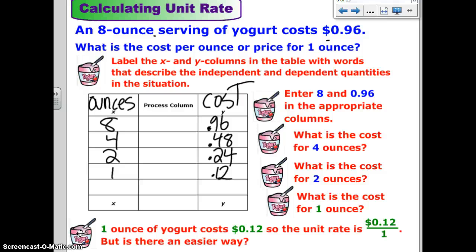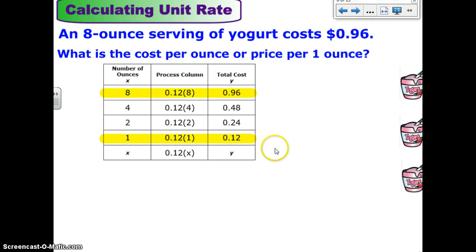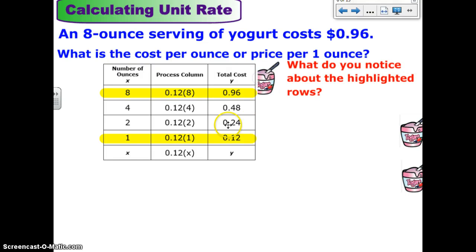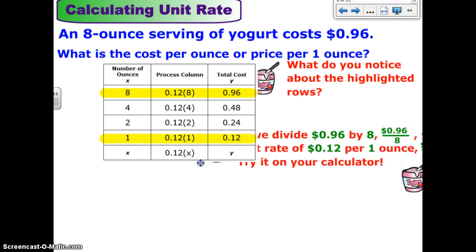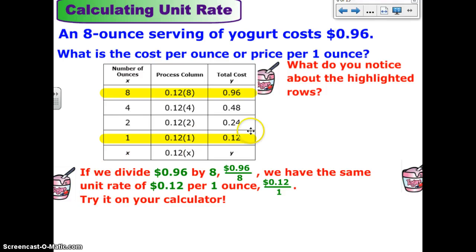There surely must be an easier way to calculate unit rate without having to extend our table. Let's see if we notice any patterns. When I look at my table from the same problem, and I look at the rows where 8 ounces and 1 ounce can be found, is there anything that we notice? Well, I notice that 96 cents divided by 8 gives me 12. And that's the same thing that happens when I take 12 cents divided by 1.